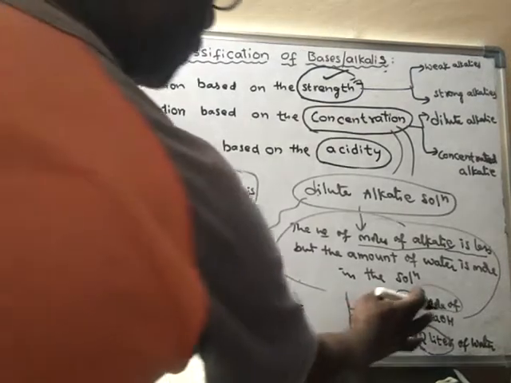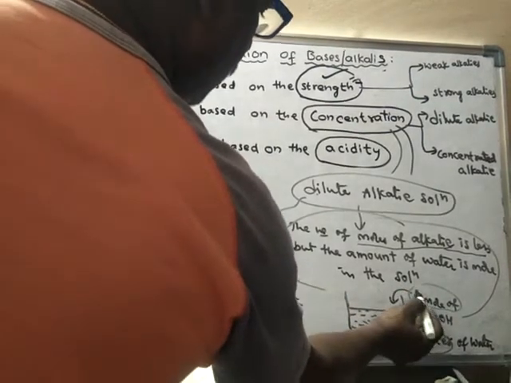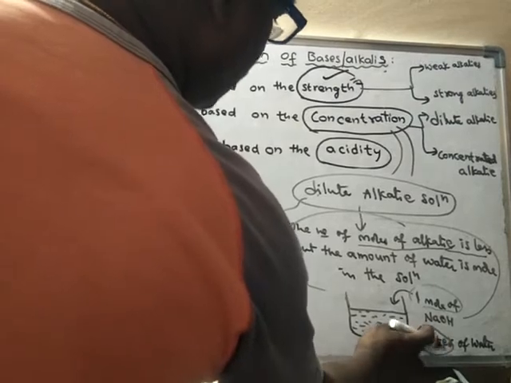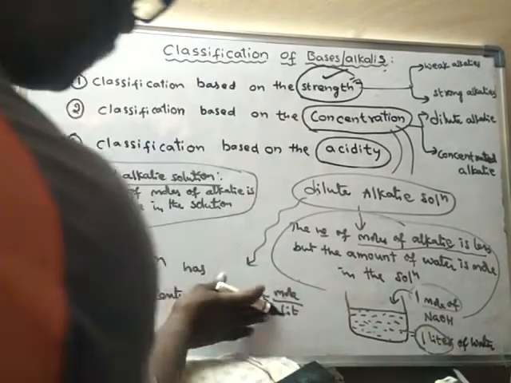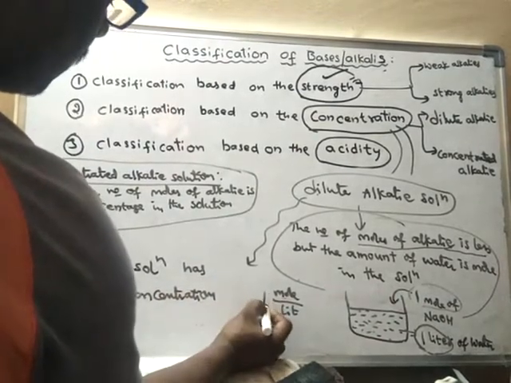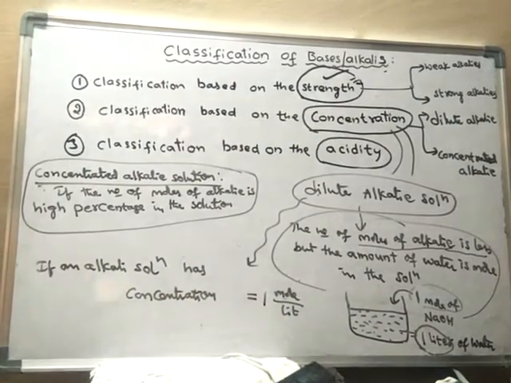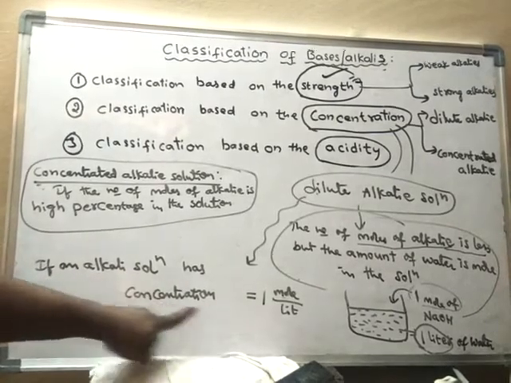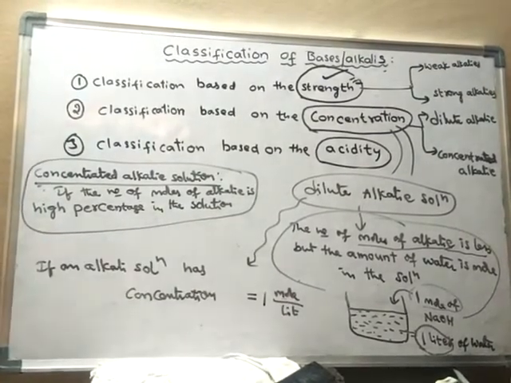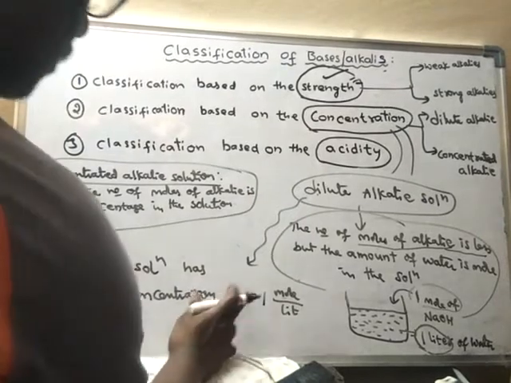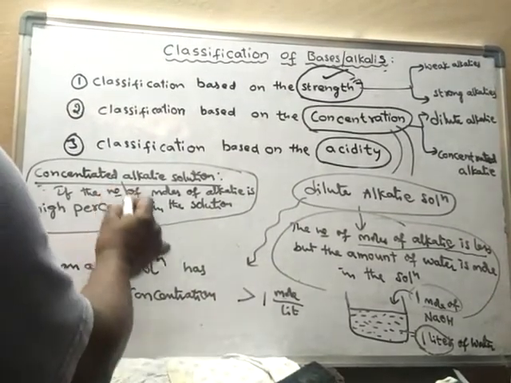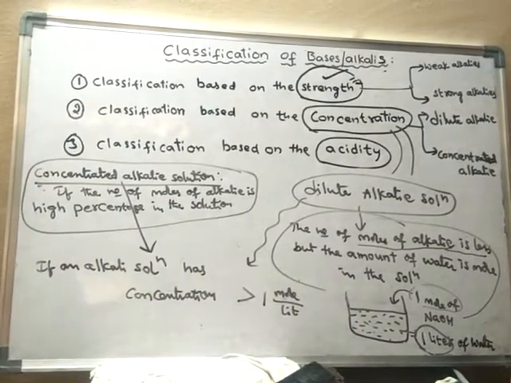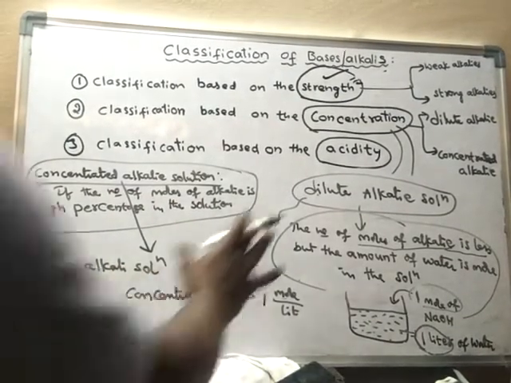Suppose I have taken 1 mole of NaOH and added it into 1 liter of water. If an alkali solution has a concentration equal to 1 mole per liter or greater than 1 mole per liter, then it is said to be a concentrated alkali.